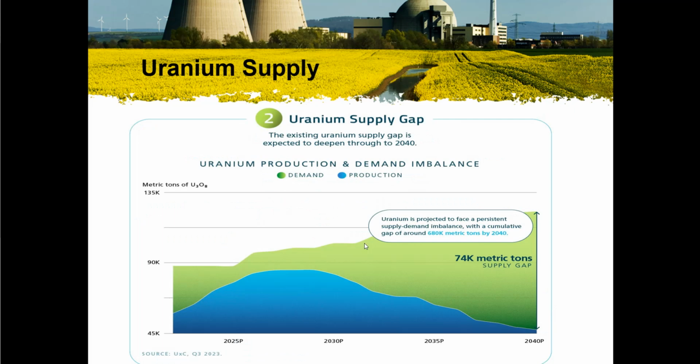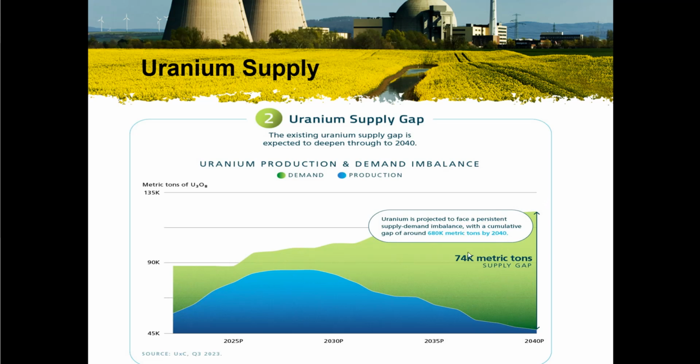All right, so here we can see the supply gap. The demand is represented by this green color, and the production is represented by the blue. You can see the production is forecasted to decline, right? And then you get a massive imbalance as the demand starts to go up and the supply is kind of going down.